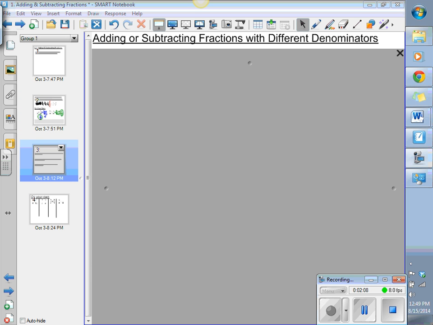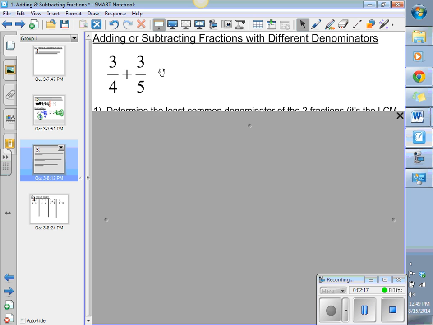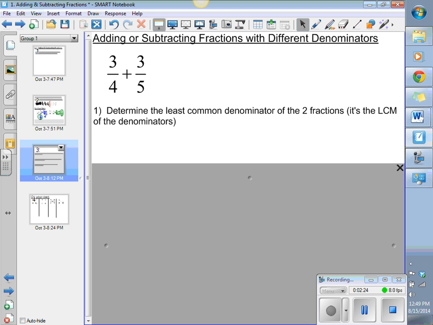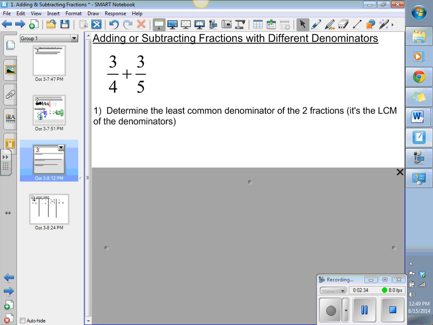So now we're looking at adding or subtracting fractions that have different denominators. We have to add a step to what we did in the previous slide. So if we have 3/4 plus 3/5, the first thing we have to do is determine the least common denominator of the two fractions. That's the least common multiple of our denominators. So 4 and 5. The least common multiple of them is 20.